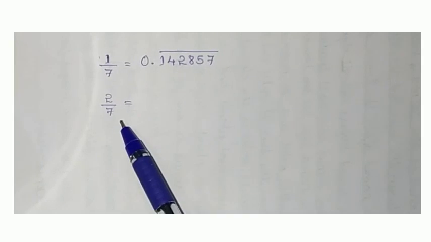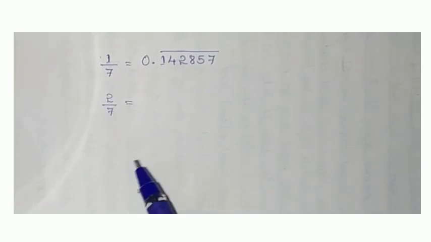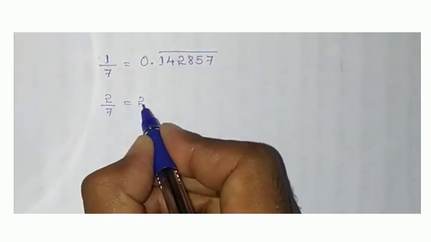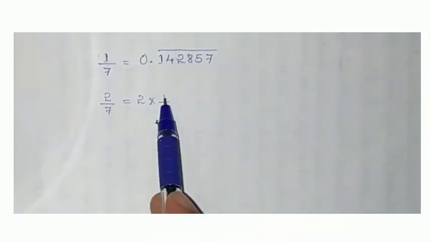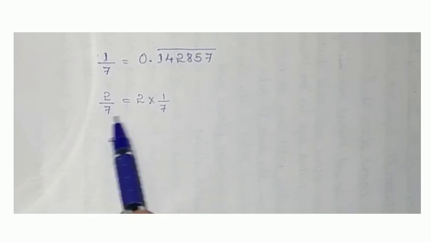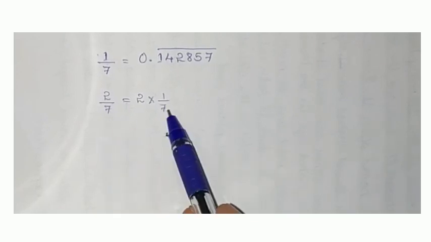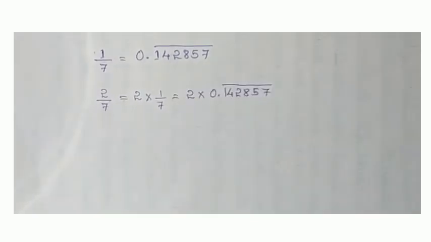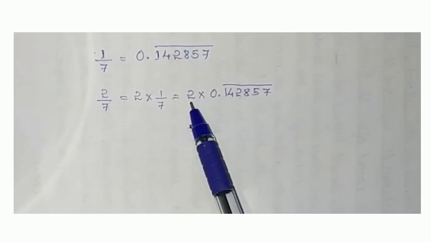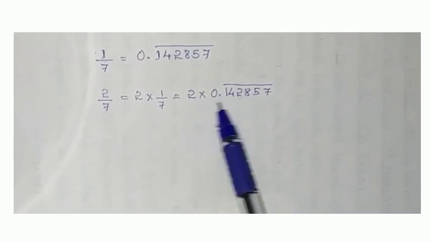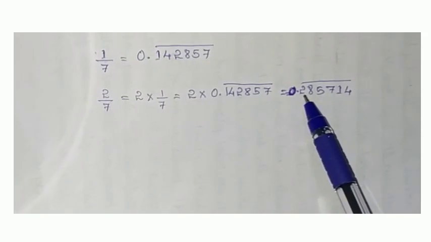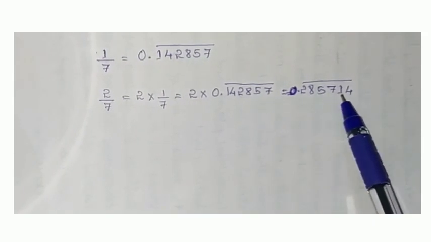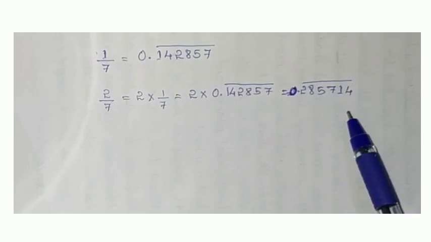It is very easy. Here 2 by 7, I will write like this: 2 into 1 by 7. Two ones are 2, again we will get 2 by 7 only. So now put the value of 1 by 7 that is given, and multiply that number with 2, you will get the answer. After multiplying you will get 0.285714. Similarly do for the 3 by 7.